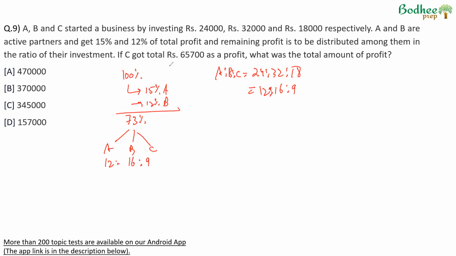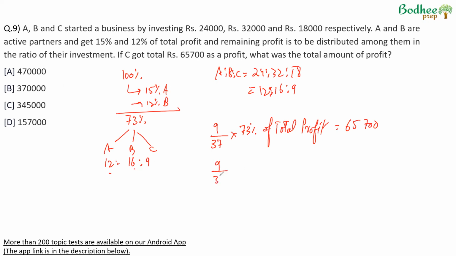If C got a total of 65,700 as profit, what was the total profit? Now what C will get is 9 upon 16 plus 12, 28 and 9, 37 of 73% of total profit. Because out of the total profit, 15 and 12 is gone, 73% remaining. Out of that, C gets 9 upon 37. And this is given as 65700.